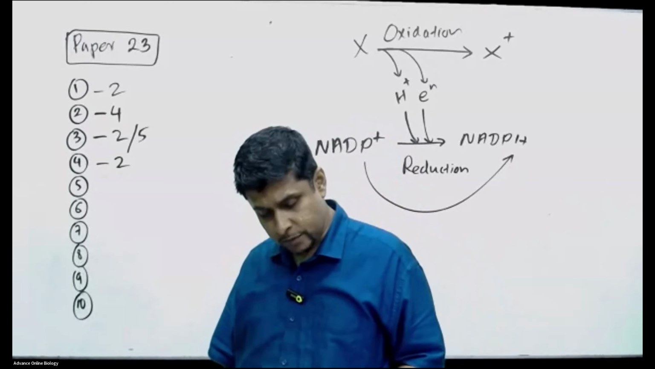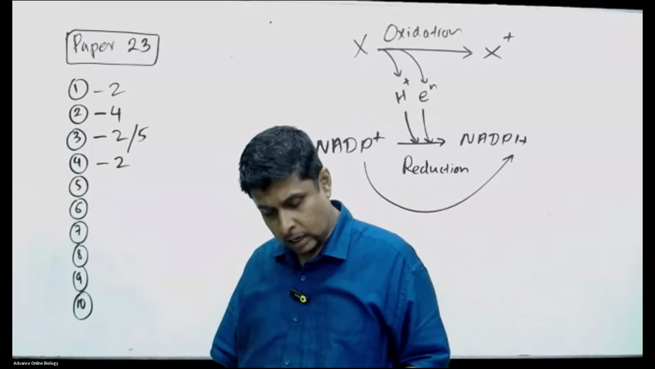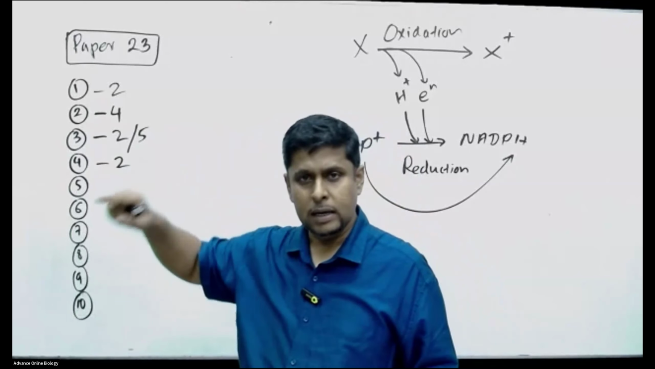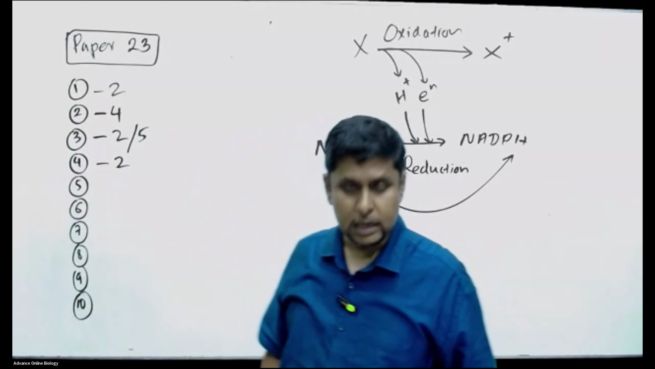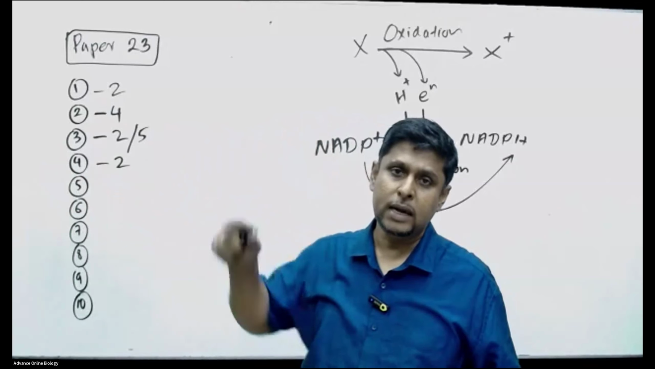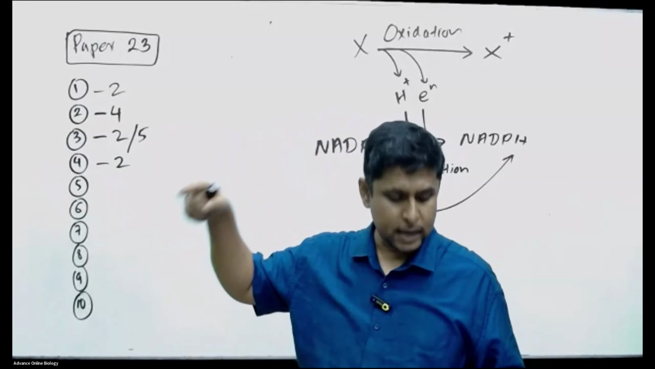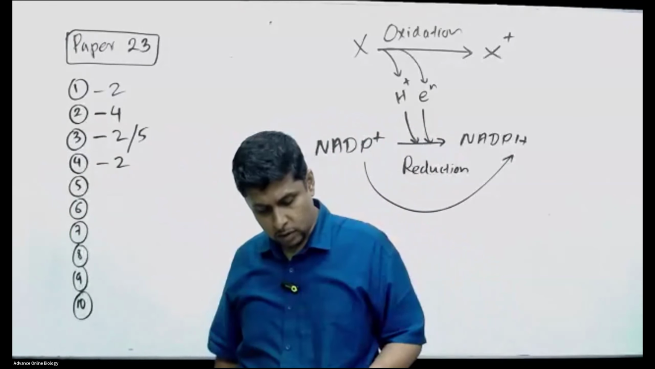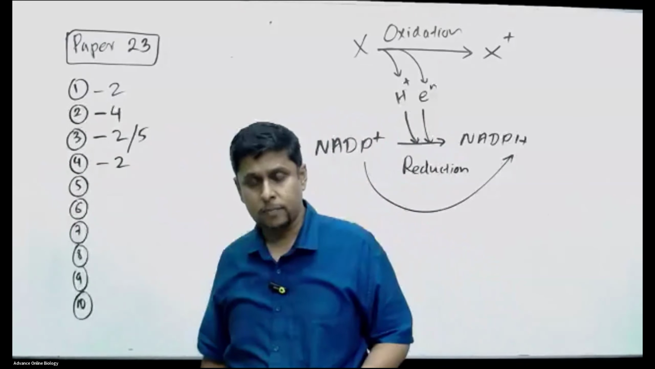Then, electrons from splitting of water are integrated into NADP plus. Correct, neither. If electrons flow in linear electron flow, these electrons are going to end up with NADP plus, forming NADPH. Correct.